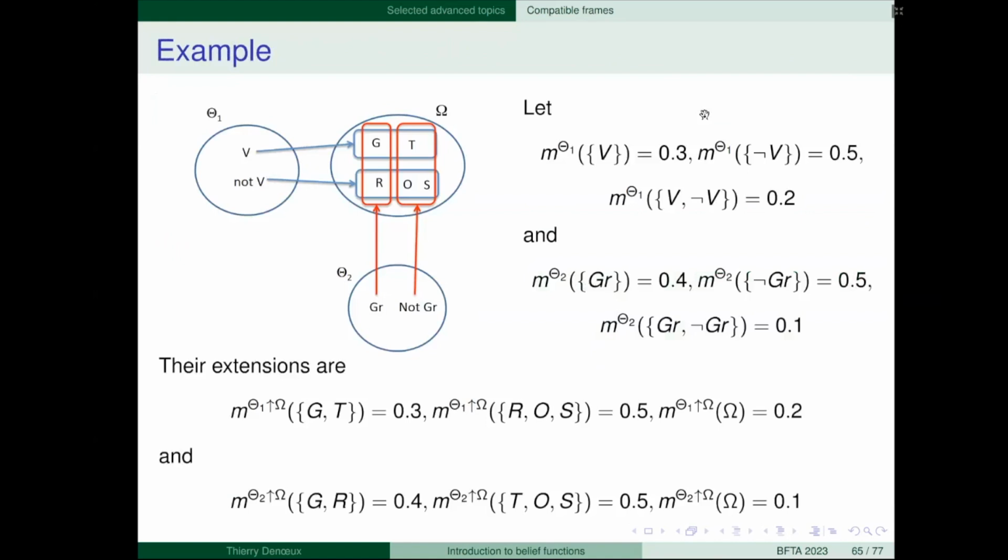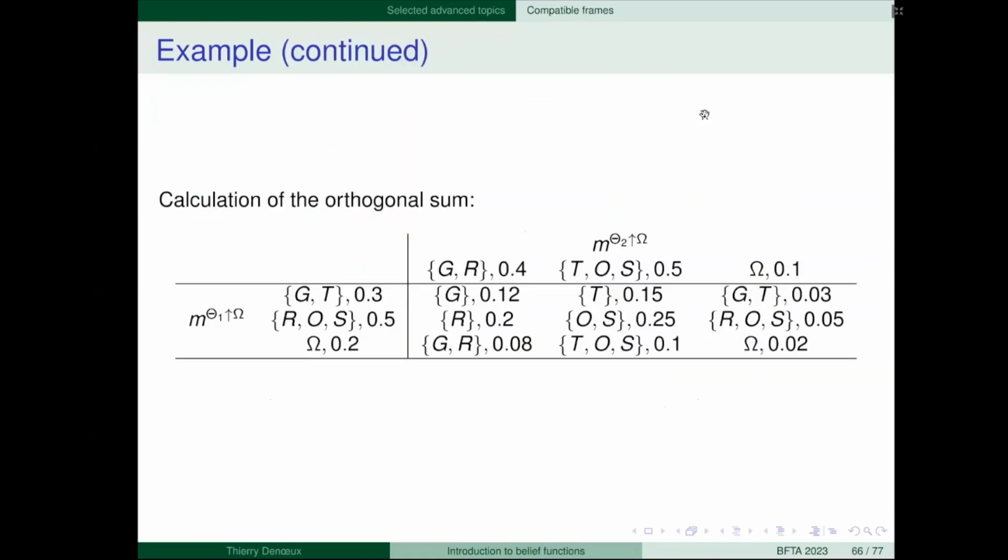Okay, so here is a small example. I start with a mass function on theta 1 and a mass function on theta 2. I compute their vacuous extensions. As I explained, we just transfer, for example, the mass on ground to grass or road. The mass on not ground is transferred to tree, obstacle, or sky. Then I have two mass functions on the same frame, and I can use Dempster's rule. Here there's no conflict, and you have masses assigned to each focal set.